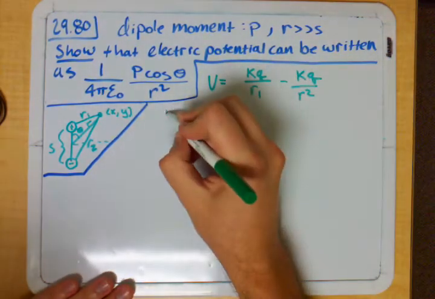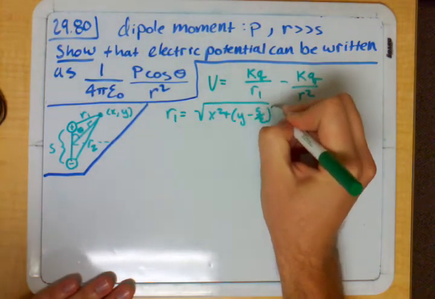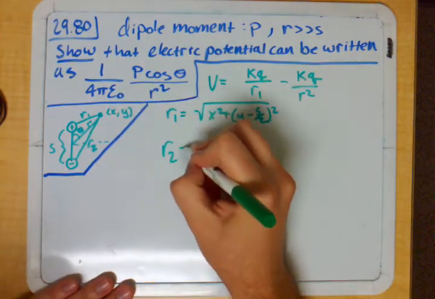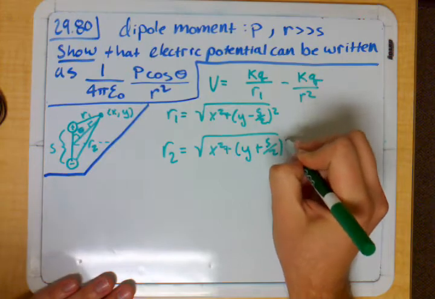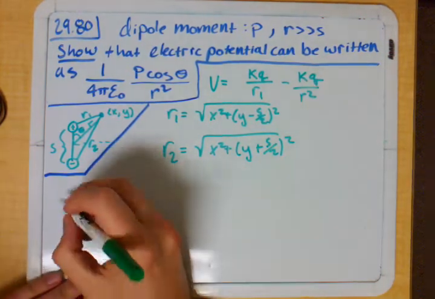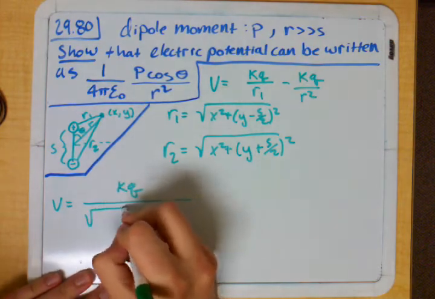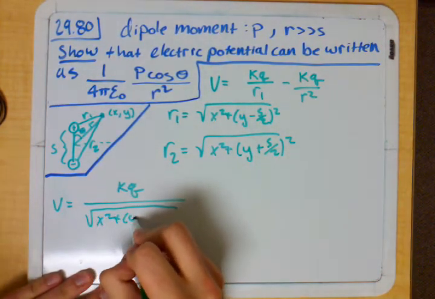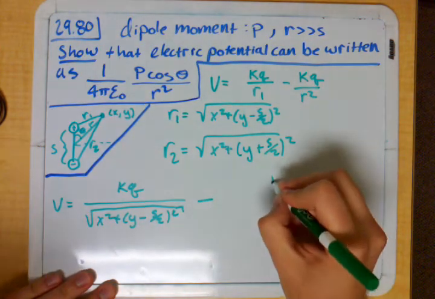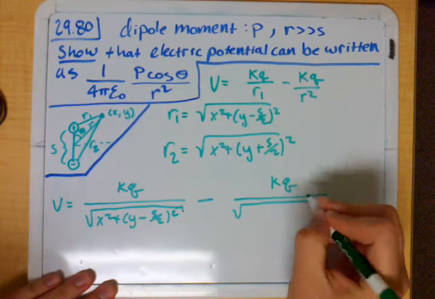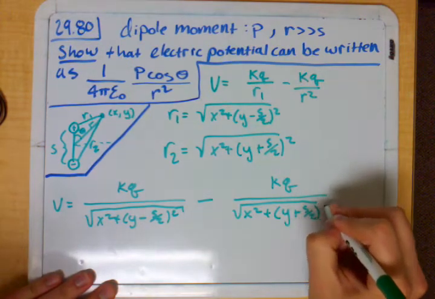To further define, r1 is equal to the root of x squared plus y minus s over 2 squared, as you can see by the geometry. And then r2 equals root x squared plus y plus s over 2 squared. So if we plug those in, we would get V equals kq over root x squared plus y minus s divided by 2 squared, close the bracket on that, and then subtract kq over the r2 value that we came to, so that is y plus s divided by 2 squared.